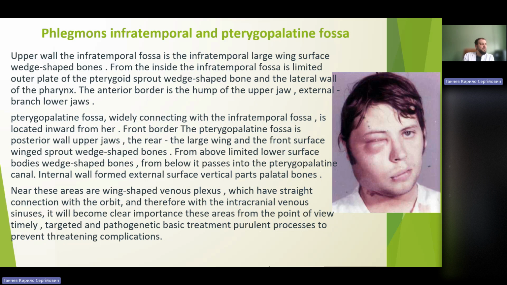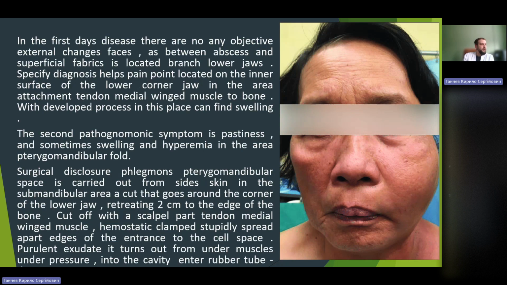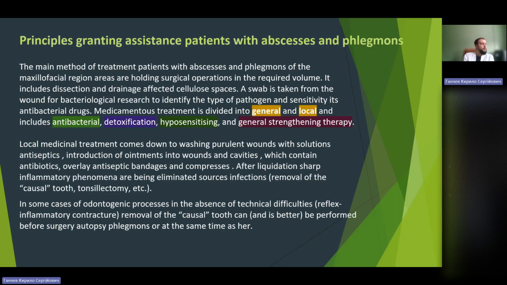Pterygopalatine fossa. Okay, you know where it is. That's not interesting. Pterygomandibular space. Okay. Still very, very understandable.